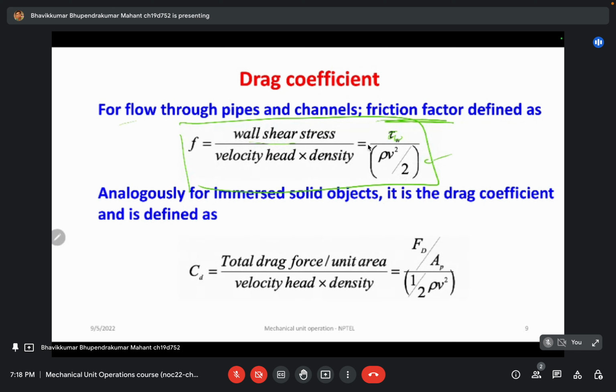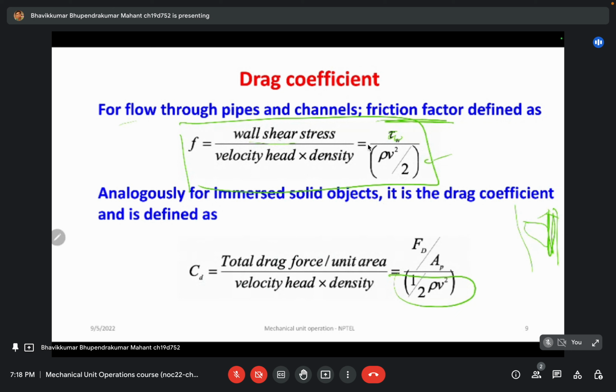The same analogy applies for an immersed solid object. We consider the friction factor for pipes and channels, where flow is there and friction is generated. If we consider the same kind of analogy for solid particles that are flowing and some friction is generated, then the drag coefficient is defined as the total drag force per unit area divided by velocity head into density. So the bottom part is the same.